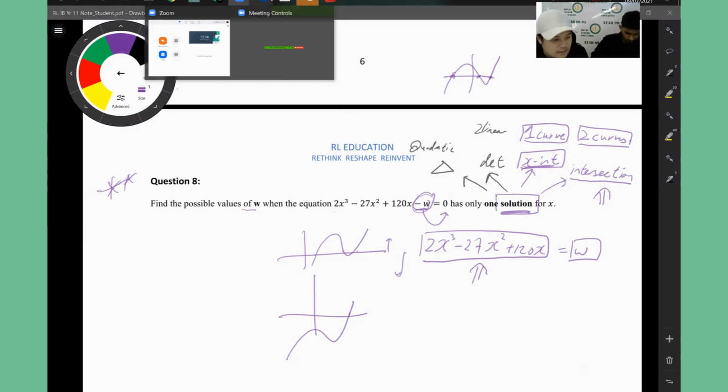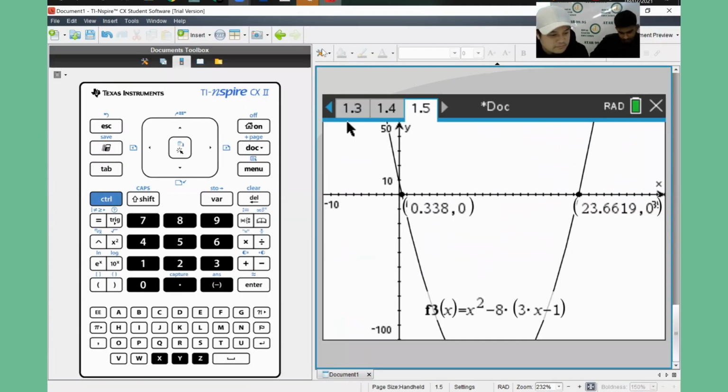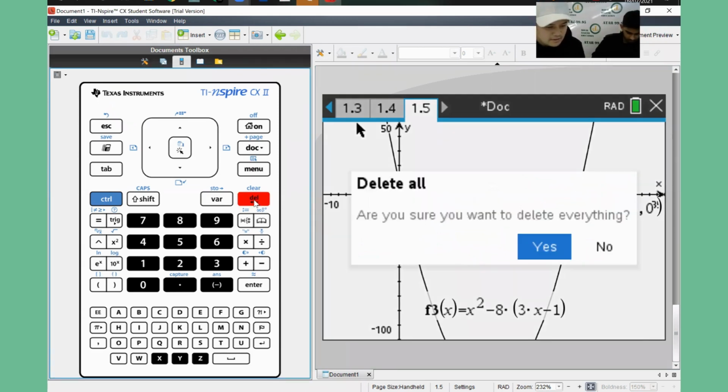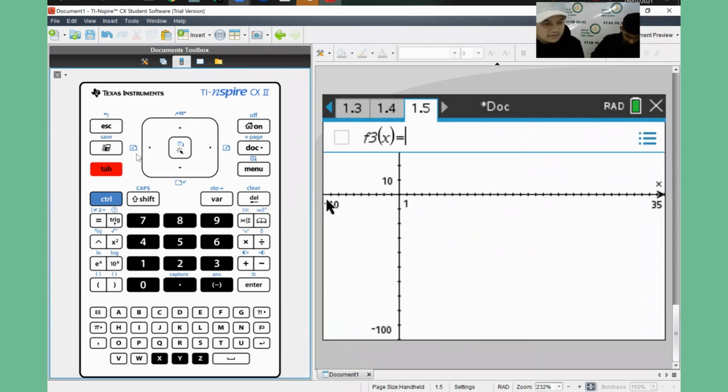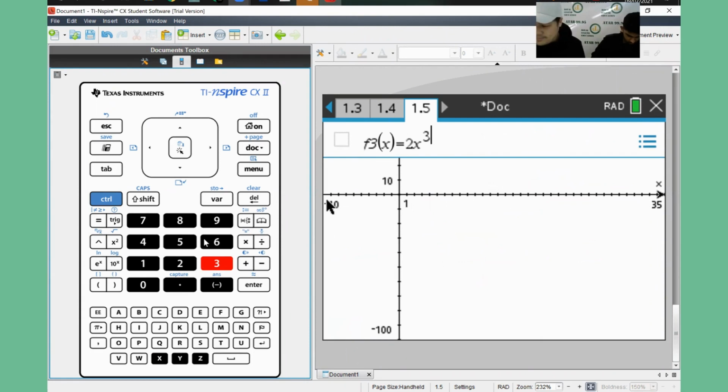Yeah, so go back to sketching as well. Sketching. And then delete everything. Delete. Yes. All right. So tag for this one: 2x cubed, to the power 3, minus 27x squared plus 120x.